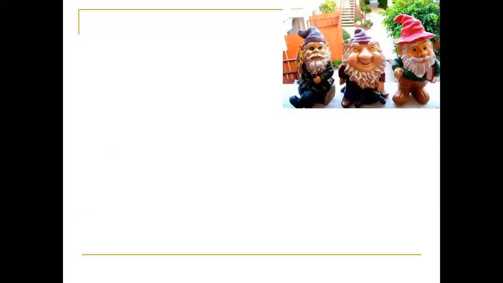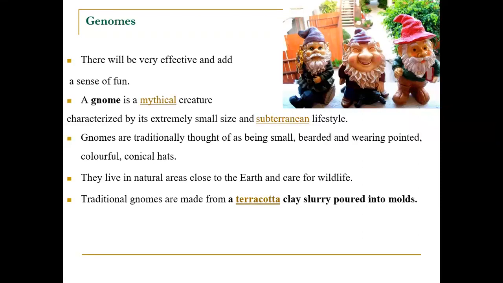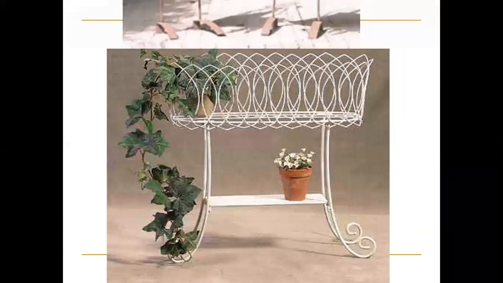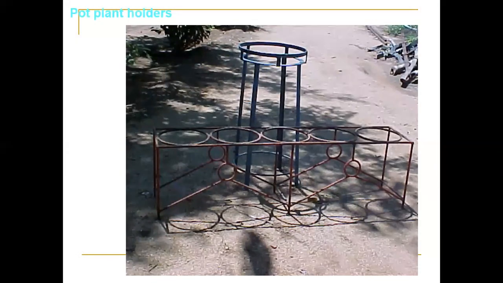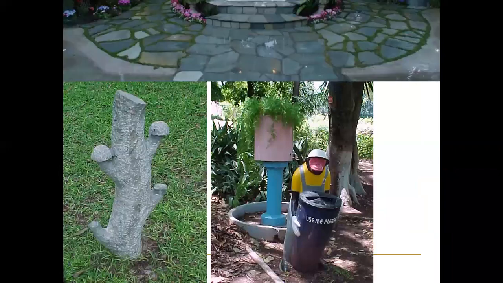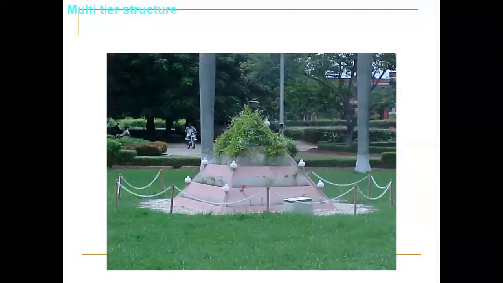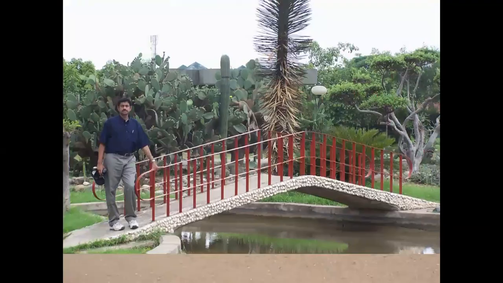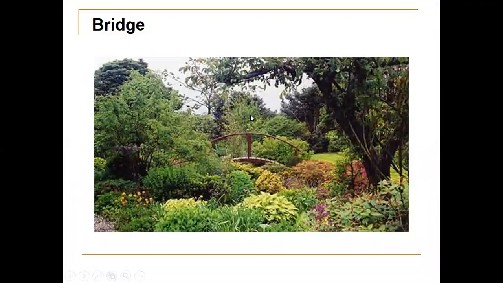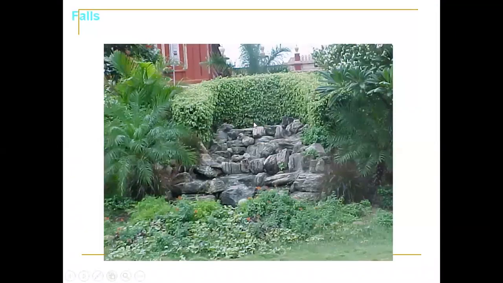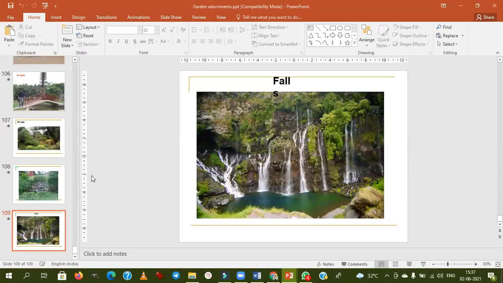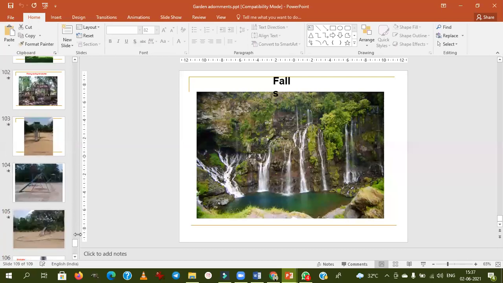These are all flower masks. Then these are all gnomes, meaning funny aesthetic sculptures. Then these are the plant stands. Bridges are also garden ornaments. Okay, this completes the garden ornaments.